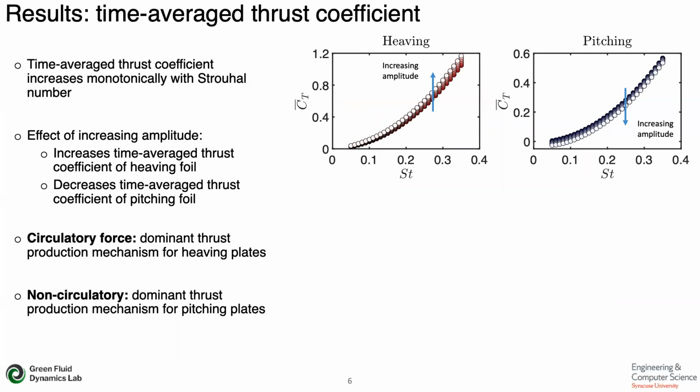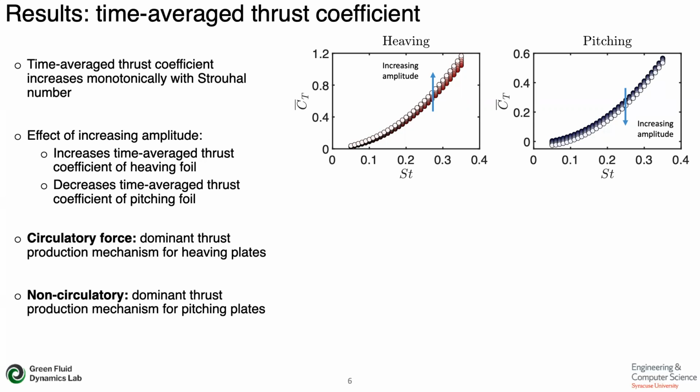Before jumping to transient thrust analysis, I'd like to briefly discuss the time average performance. I am showing here the time average thrust coefficient versus Strouhal number for heaving and pitching foils. It is shown that the thrust coefficient increases monotonically with increasing Strouhal number, and in addition, we can see that the effects of increasing trailing edge amplitude are actually quite different for the two motion types.